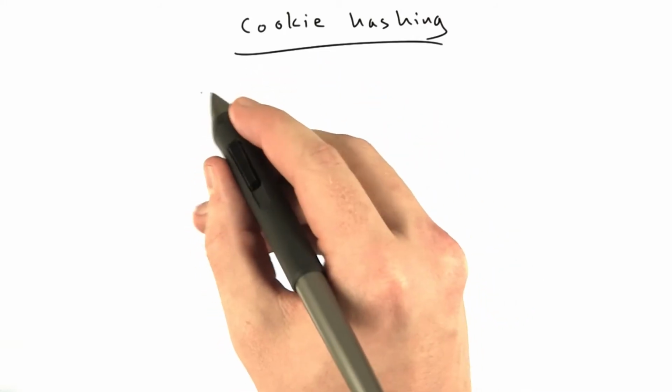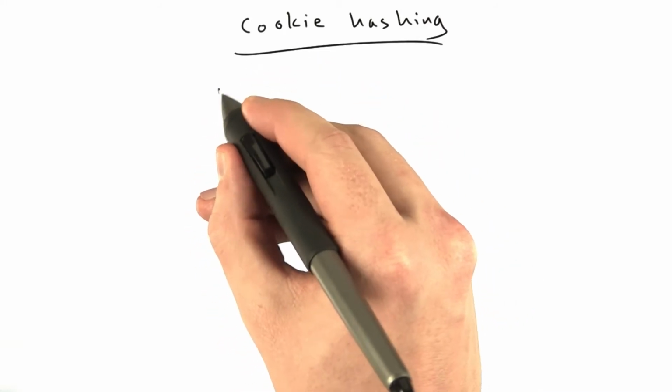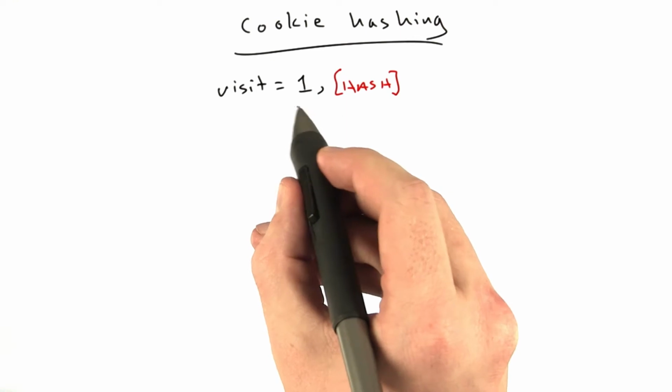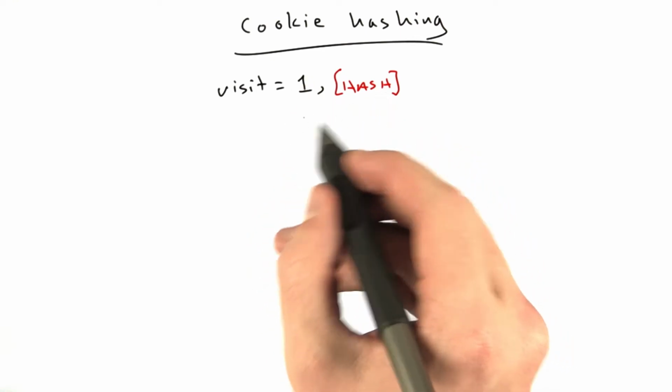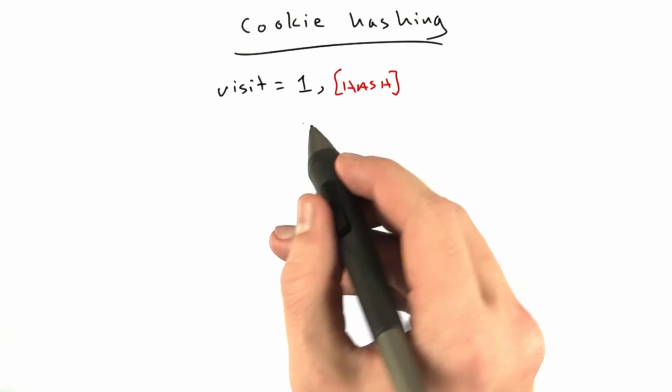What we're doing now is we have a cookie that looks something like this. And on the server side, when we receive this cookie, we make sure hashing 1 gives us this hash value. And if it doesn't, we throw it away. Now, does this really solve our problem?